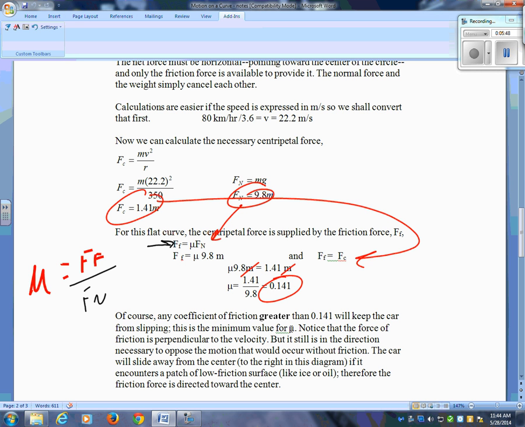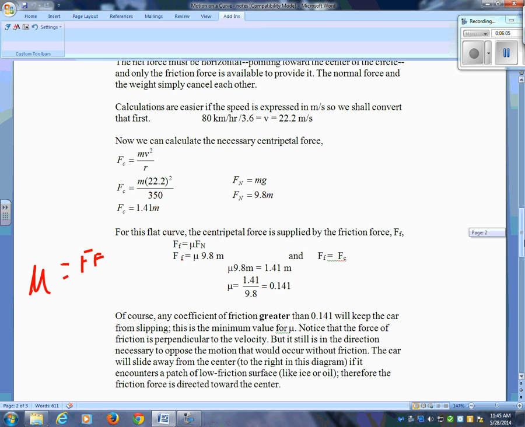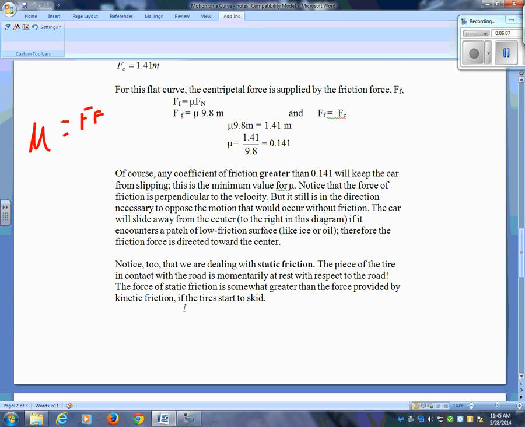Notice that the force of friction is perpendicular to the velocity, but it is still in the direction necessary to oppose the motions that would occur without friction. The car will slide away from the center to the right in this diagram if it encounters a patch of low friction surface like ice or oil. Therefore, the friction force is directed towards the center. Notice too that we're dealing with static friction. The piece of tire in contact with the road is momentarily at rest with respect to the road, even though the tire is rolling. The force of static friction is somewhat greater than the force provided by the kinetic friction if the tires start to skid.